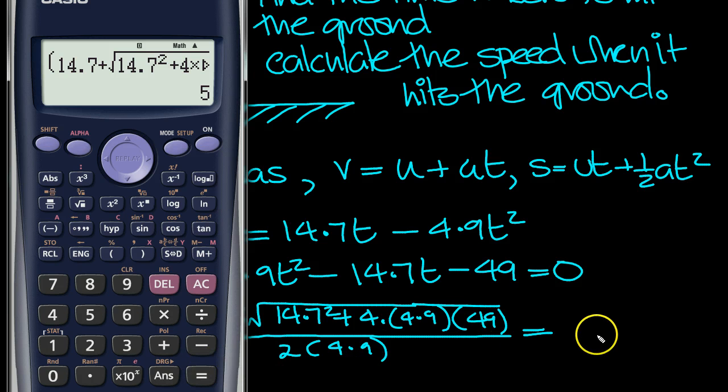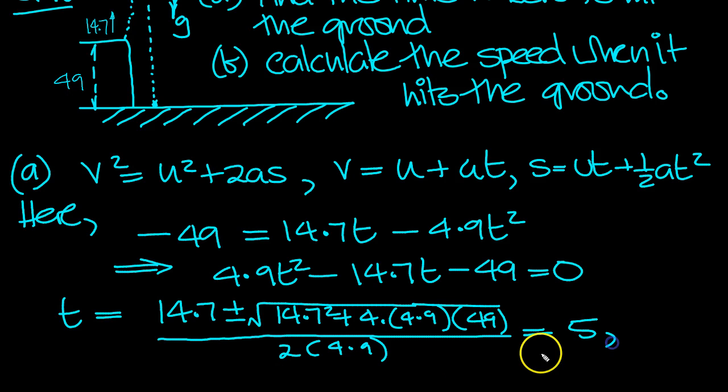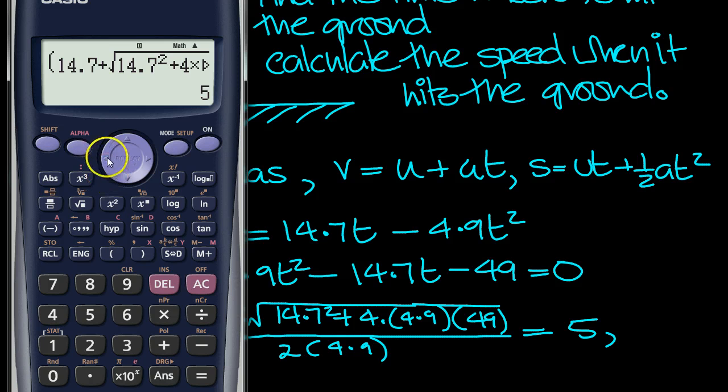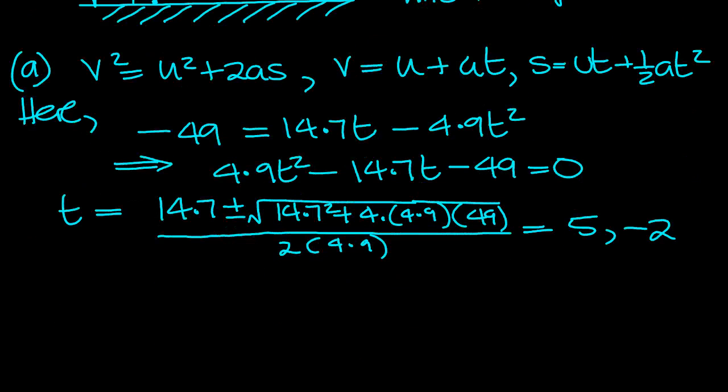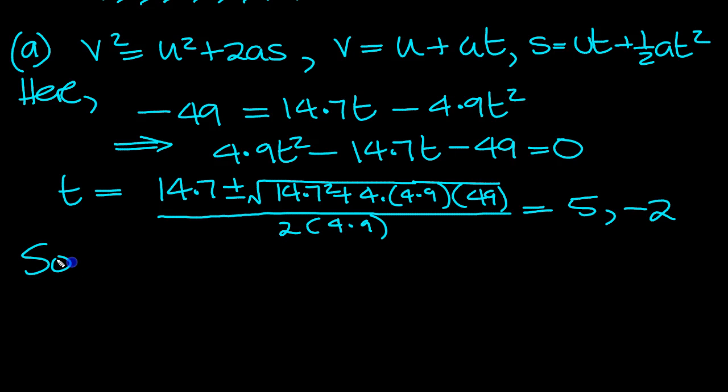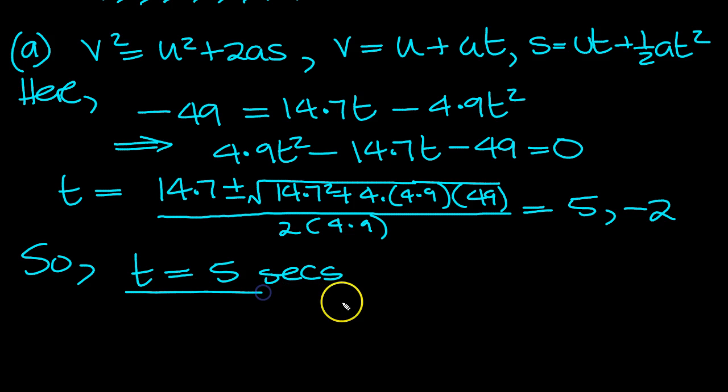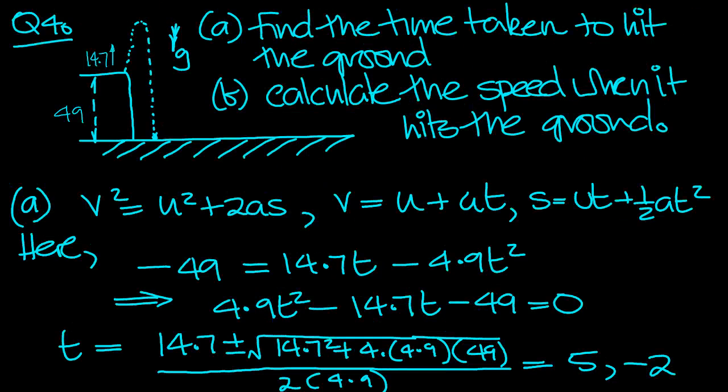equals, we get 5. But if we get the other value, so if we scroll back and change that plus to a minus, then we'll get the other value of the root. Just to have a look at that one. Minus, and we get minus 2. So clearly the minus 2 is not suitable, so t equals 5. Okay, that's part A, that's the time taken then.